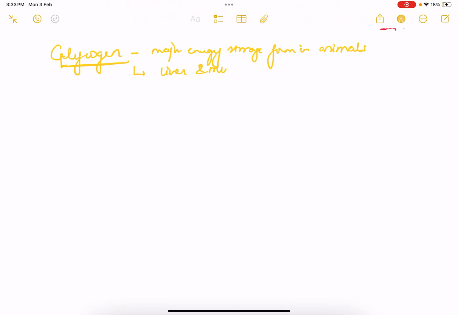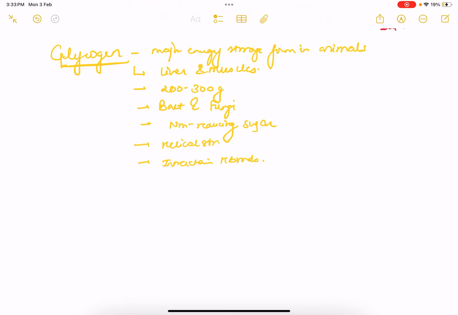It is also a non-reducing sugar because it has no free aldehyde or ketonic groups. Its structure is helical, which means it has intra-chain hydrogen bonds. The same type of calculation applies here also: if there are n number of branches, then there is one reducing end and n plus 1 non-reducing ends.